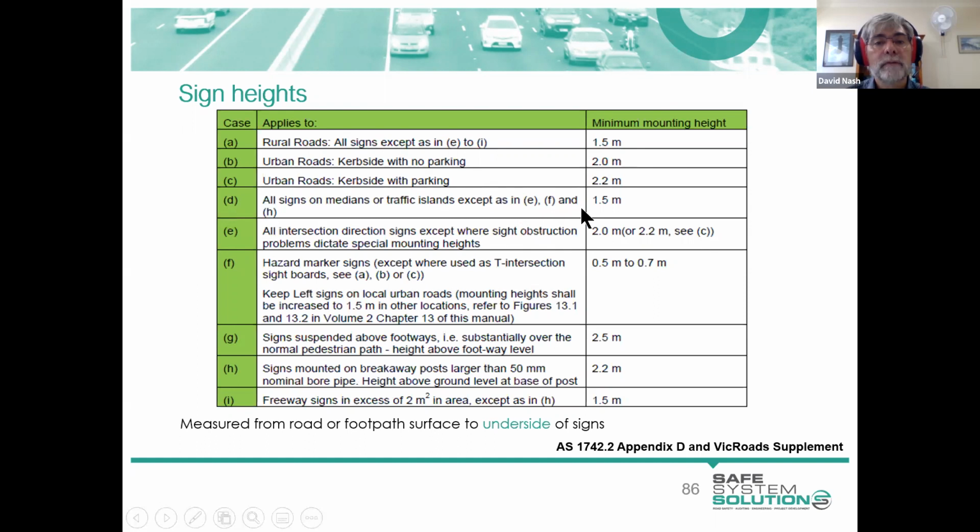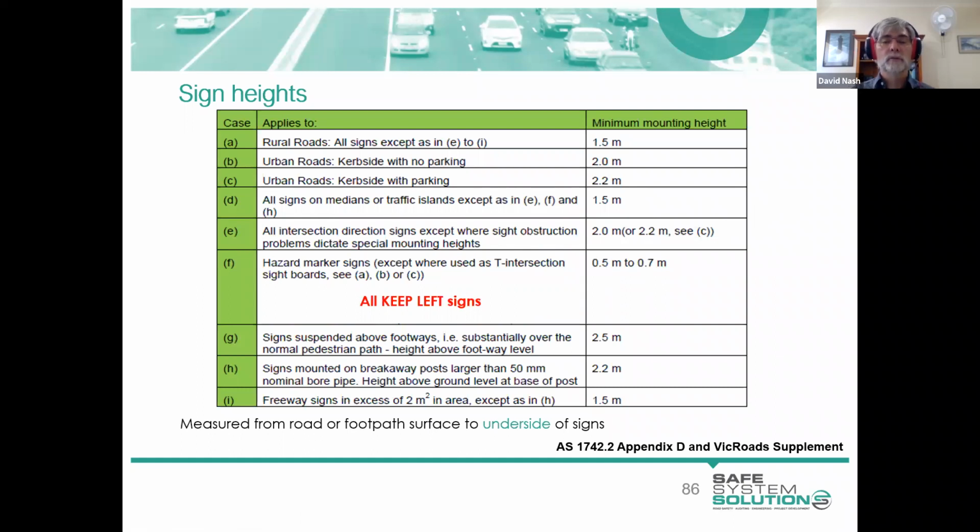Signs on medians or traffic islands, 1.5 metres. But all keep left signs, I reckon, should be 0.5 to 0.7 metres above the road surface, because we really don't want them at a location where they're going to obstruct the driver's view. So low mounting them is preferable.